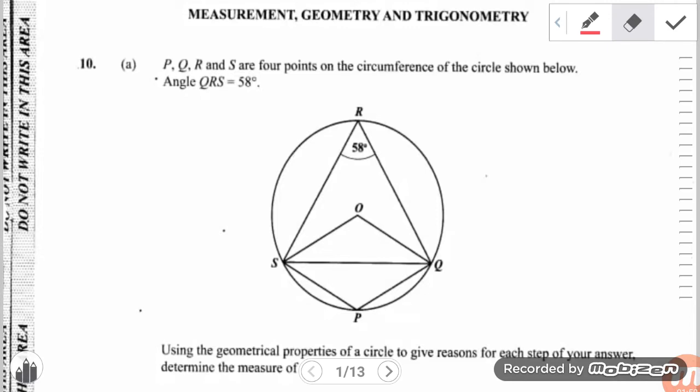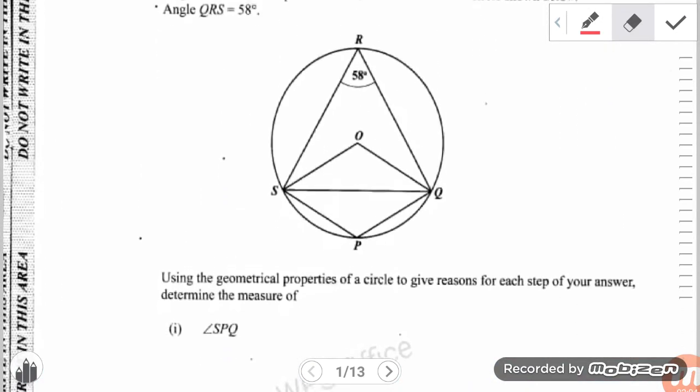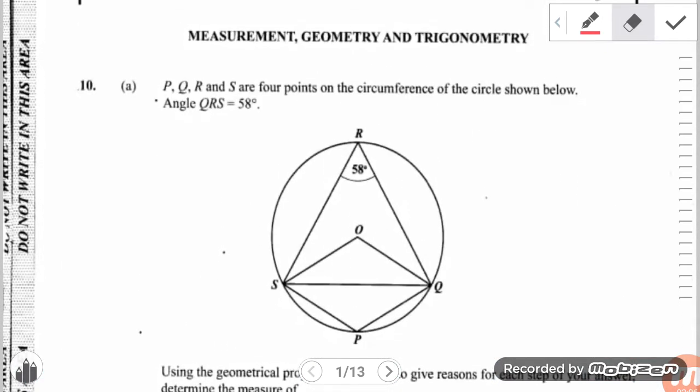Alright guys, so we're looking at the year 2017. It's a January paper, and we're looking at question number 10. It states here that the points P, Q, R, and S are 4 points on the circumference of the circle shown below. The angle QRS is 58 degrees.